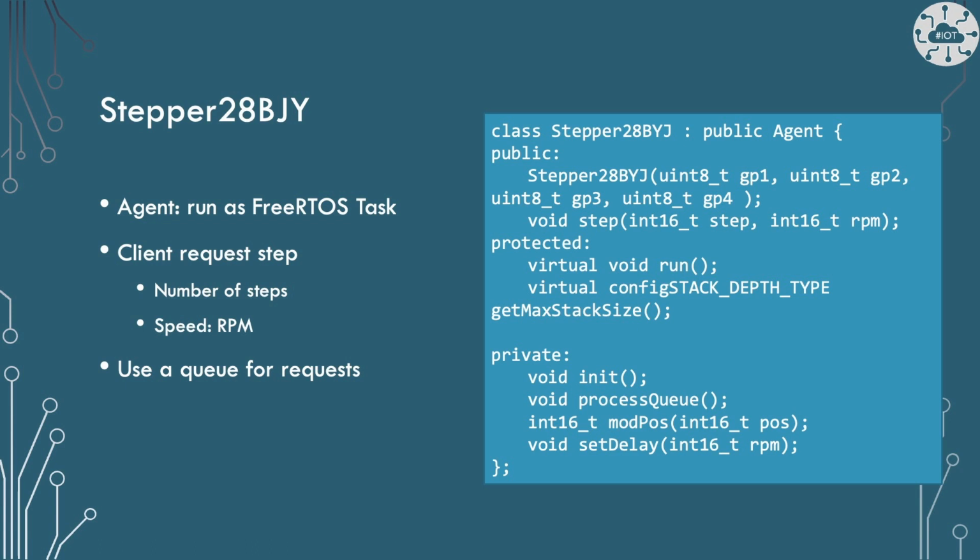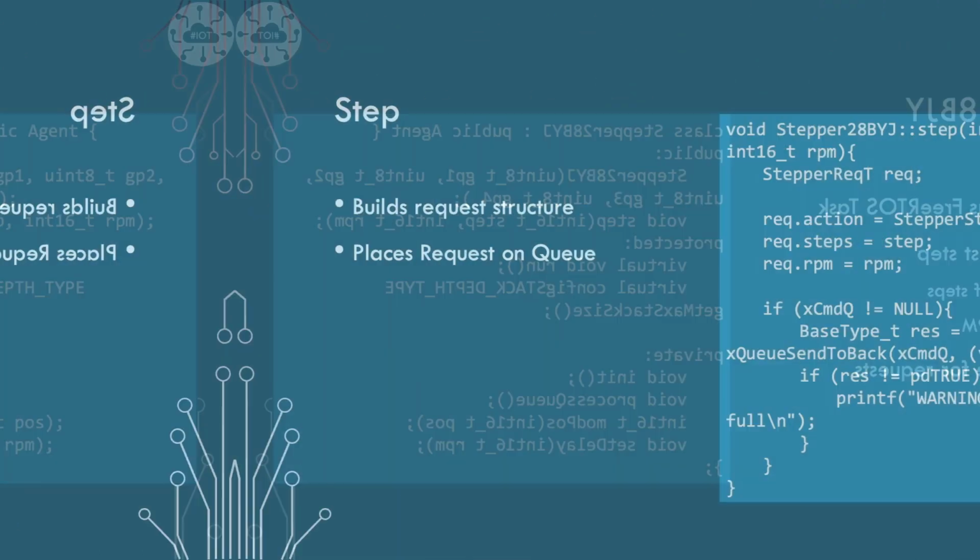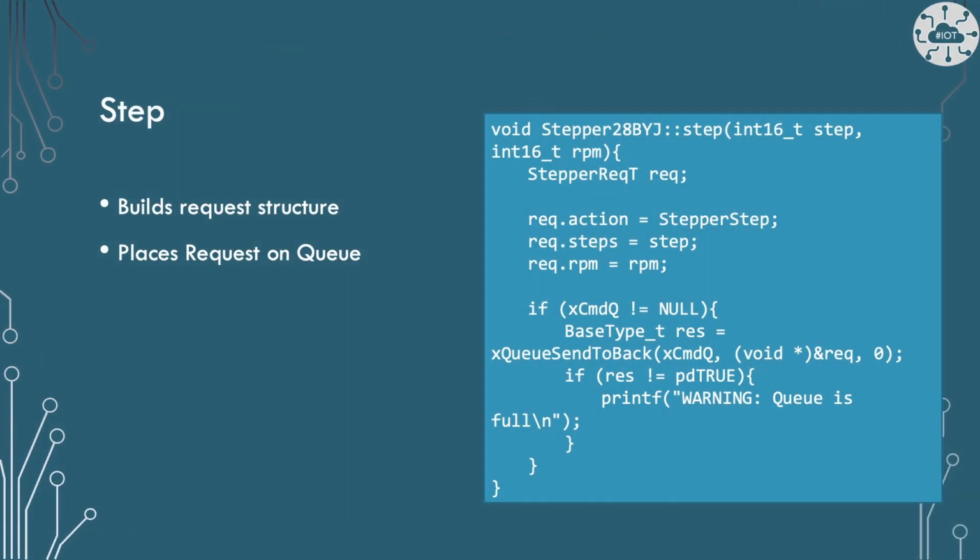Under the hood, the step function just places the request into a queue, which will then be picked up by the run function. There are a few private helper functions defined too. Init to initialize the GPIO pad, process queue to take the items off the queue and set a target position, direction, and speed. Mod position, which does the modular position calculation so that we know where we are in our rotation, and set delay, which converts the RPM speed to microseconds to wait after each of the 4 steps of our cycle. So our step task uses a really common pattern to build out a request structure and place it in a queue. I use this all the time to interface with active objects in my projects.